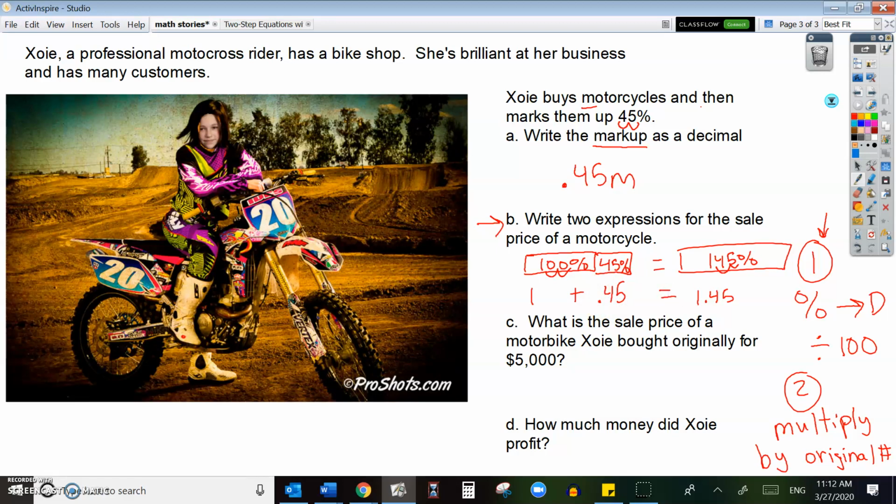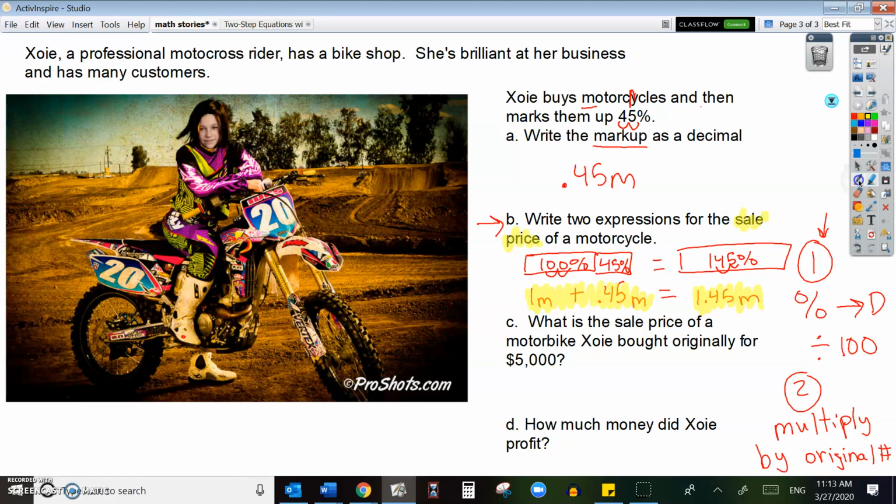But remember, step 2 also is to multiply by the original amount. 1m plus 0.45m equals 1.45m. These two expressions are equivalent. 1m plus 0.45m, that is the same as 1.45m, and they both show the sale price of the motorcycle.